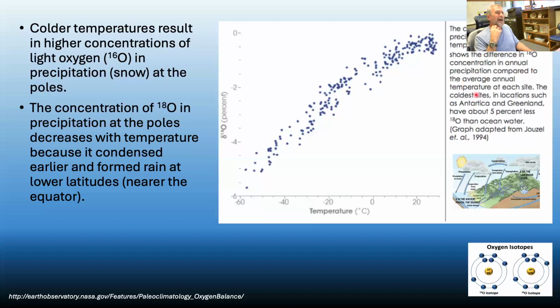So in these really coldest places, locations in Antarctica and Greenland have about 5% less oxygen 18 than ocean water. Now, snow is always going to have some percentage, but the percentage of oxygen 18 is going to be less. If you look at this plot graph, you can see it's less the colder the temperature goes. It's more the higher the temperature goes, right? So these coldest places are going to have less of that. Okay, follow me so far?